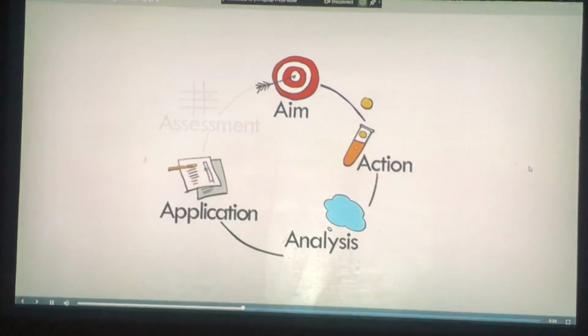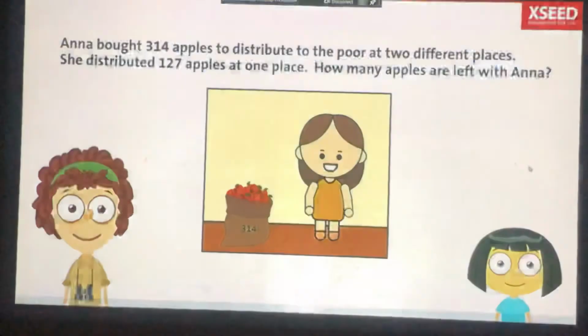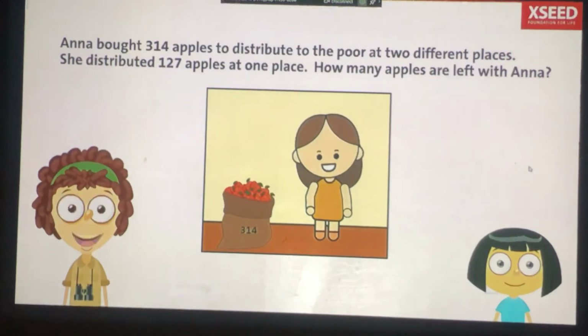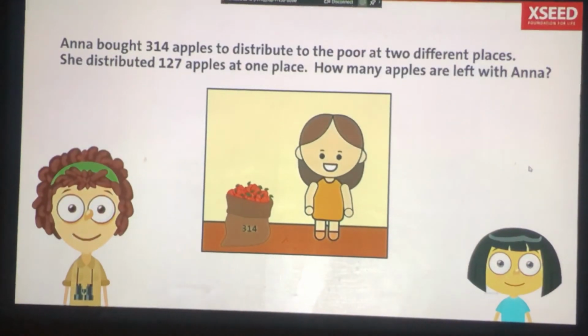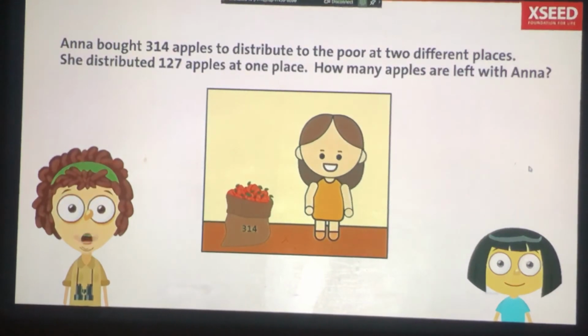Time to apply what we have learned to a real problem. Anna bought 314 apples to distribute to the poor at 2 different places. She distributed 127 apples at one place. How many apples are left with Anna? Write the answer in your journal.